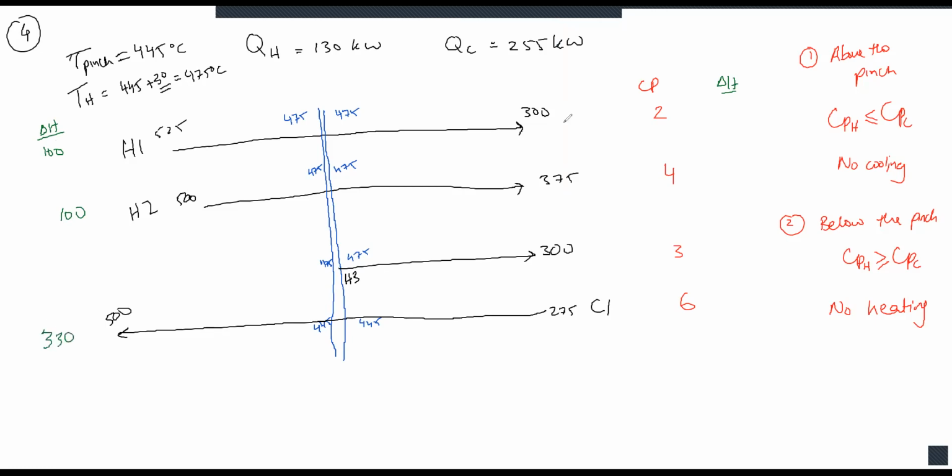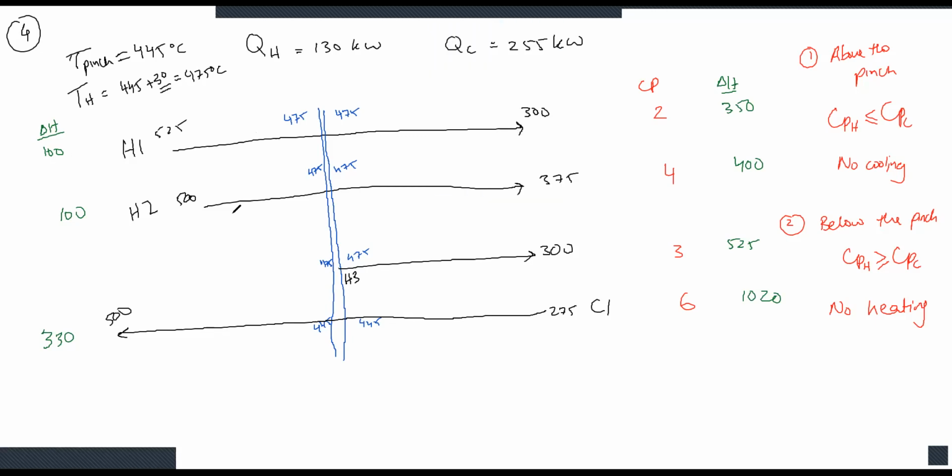On this side right here, 475 minus 300, that's 175. Multiplied by 2, this is 350. 475 minus 375, that's 100. Multiplied by 4, that's 400. 475 minus 300, that's 175 multiplied by 3. This is 525. And the last one, 445 minus 275 multiplied by 6. This will give me 1020. Okay, good. So we have all our numbers ready. Let's start matching these streams.